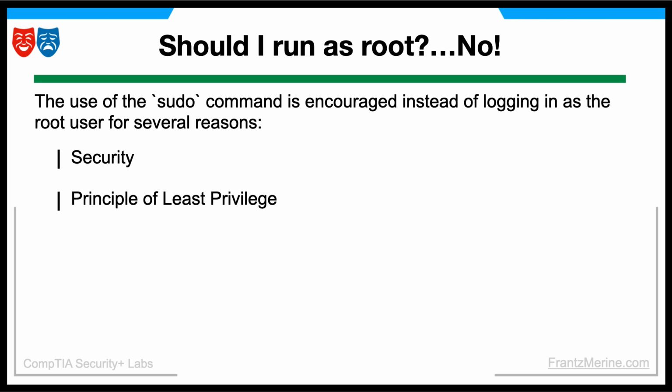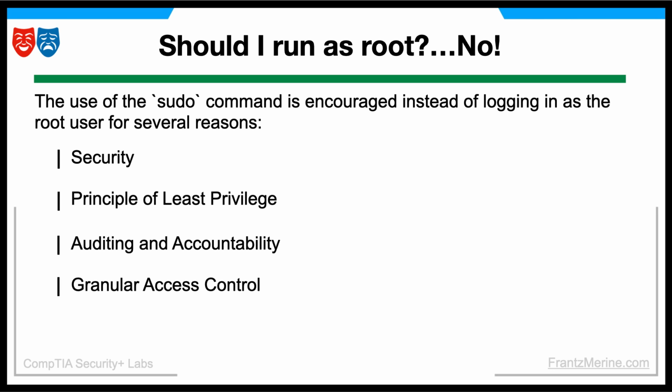Number 2, principle of least privilege. The principle of least privilege suggests that users should only have the privileges necessary to perform their tasks, minimizing the potential impact of errors or unauthorized actions. With sudo, regular users can be granted specific administrative privileges for selected commands, rather than having full root access. Number 3, auditing and accountability. When using sudo, all executed commands are logged, allowing system administrators to track and review the actions performed by users. This enhances accountability and facilitates auditing processes to identify potential security breaches or mistakes.